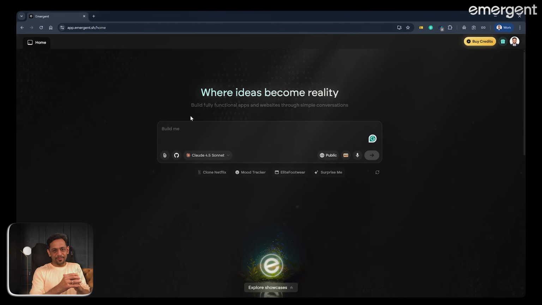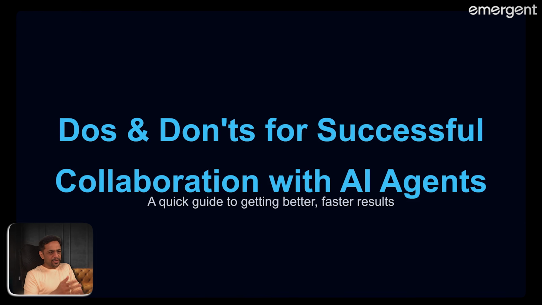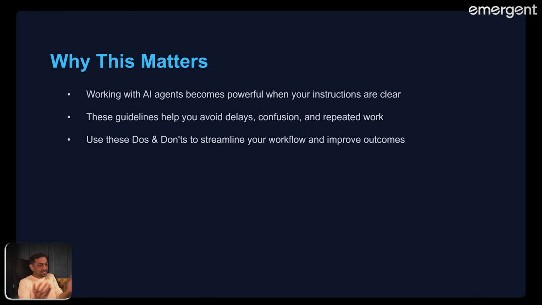or if it goes into a hallucination mode, then getting back is very tough. So let's simplify this and understand the prompt engineering when it comes to building web apps or mobile apps. So let's see some do's and don'ts for successful collaboration with AI agents. Okay. Why does this matter? Because when you talk to an AI agent, the better it understands, the less you end up in multiple loops or confusing AI about what you are looking for. Okay. So use these do's and don'ts to streamline your workflow and get the best output possible.